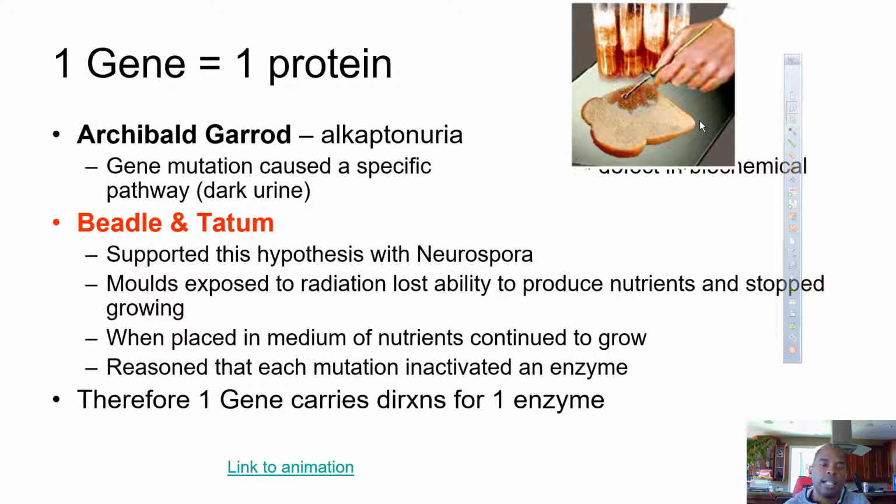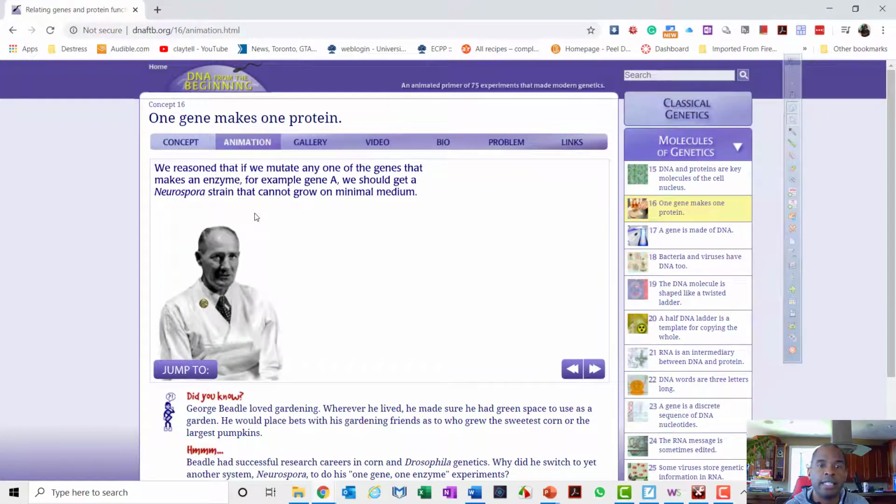So on this slide, you'll see a link, and I keep on providing these links to you. I encourage you to go to this link, and this link is exploring Beadle and Tatum. You'll notice that Beadle and Tatum are in red, so they're the ones that are important. If you click on that link, you're going to come to this site here. I really like this site.